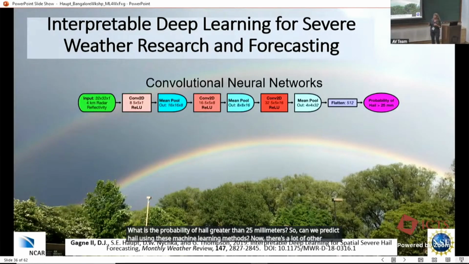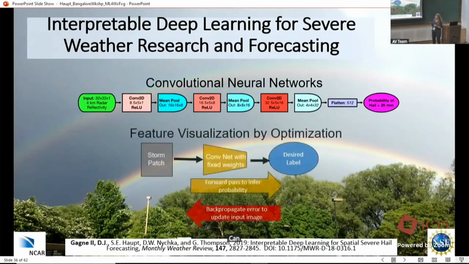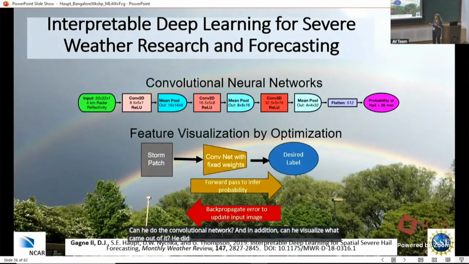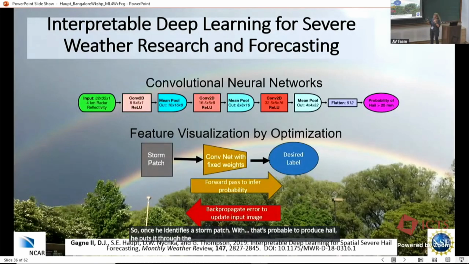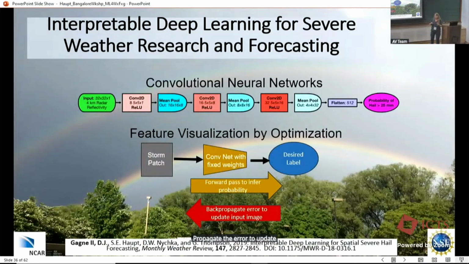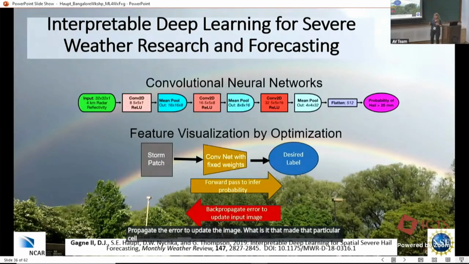So can we predict hail using these machine learning methods? Now, there's a lot of other methods out there, but can he do the convolutional network? And in addition, can he visualize what came out of it? He did this feature visualization by optimization. So once he identifies a storm patch that's probable to produce hail, he puts it through the convolutional net, fixed weights, gets the label, and then the key is he does a forward pass to infer, but then back propagates the error to update the image. What is it that made that particular cell a hail-producing cell?